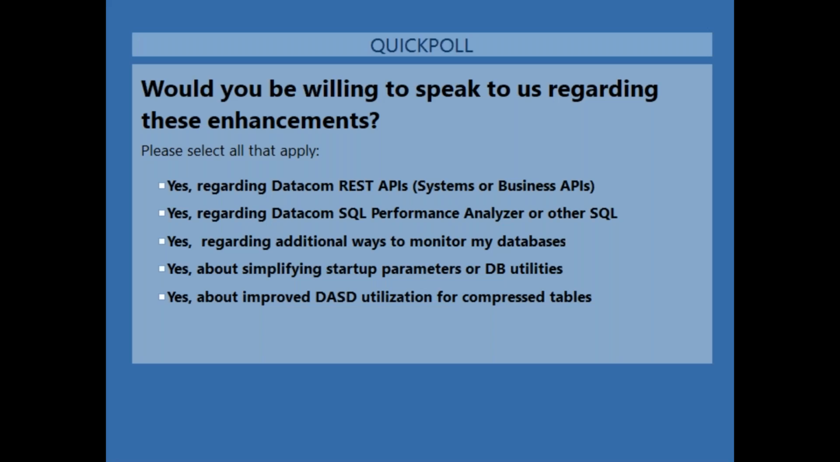The Business Data REST API, the SQL Performance Analyzer, things about better ways to monitor your environment in general. I didn't mention that in my slide, but that's another thing that we're looking at: are there better ways we can do and better tools we can put in your hands to help monitor your environment? Simplifying parameters or DB utilities, and then the DSOP 6, improved DASD utilization. Let us know if any of those or all of those are things that are interesting to you.